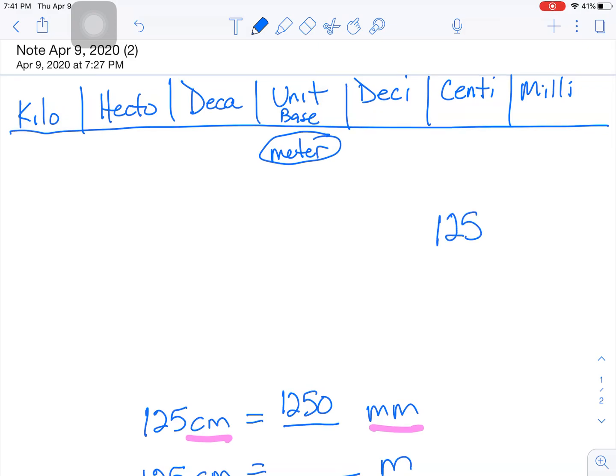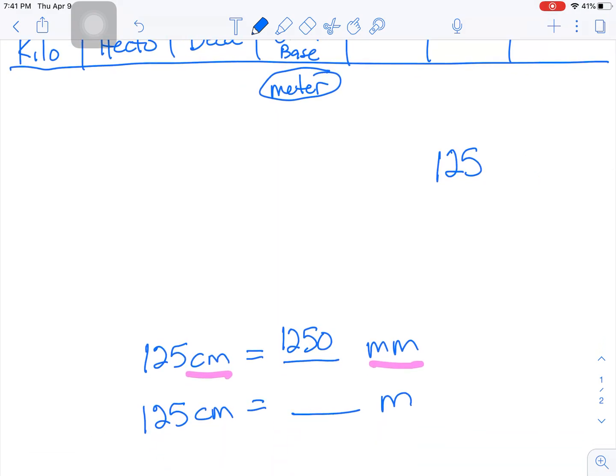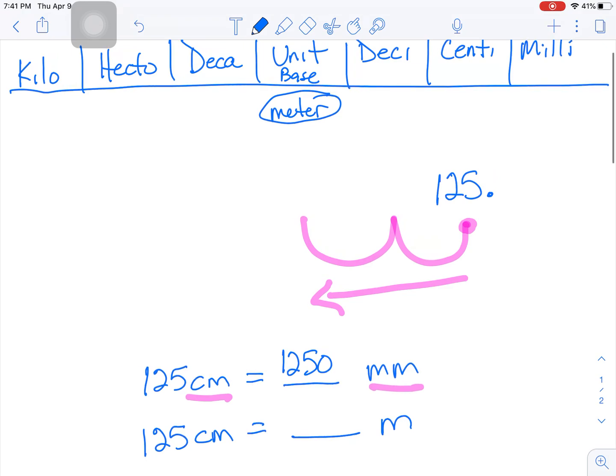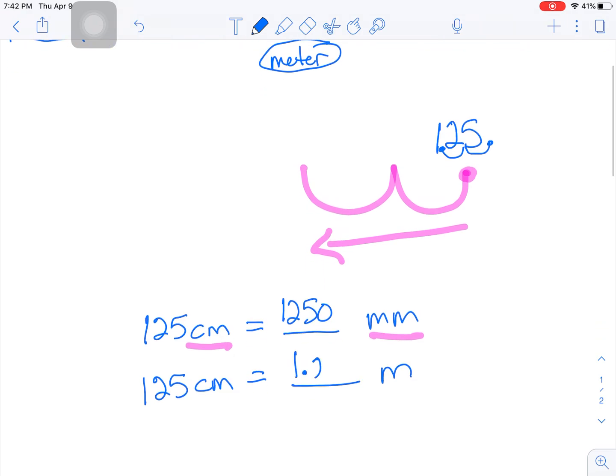Let's do this now with centimeters, so I can leave my number where it is. 125 was in the centimeters, but I wanted to go to meters. Well, let's see. I'm in the centimeter box. I would have to go to the decimeter, then the meter. That's 2 hops. 2 hops to the left. Let's find our decimal point. There's not one on the number, so it's there because that's the ones place. And I need to go 2 hops left. Once and twice. My decimal is now in between the 1 and the 2. So 125 centimeters would be 1.25.